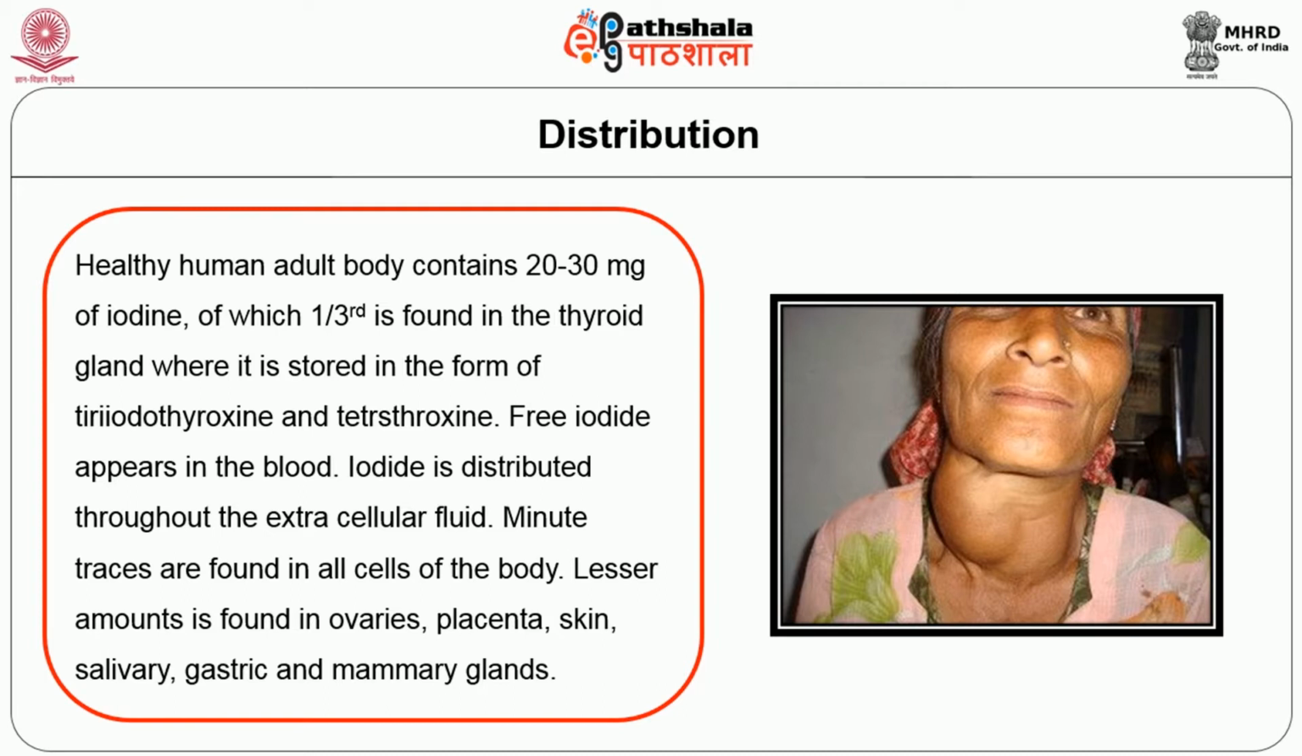Free iodide appears in the blood. Iodide is distributed throughout the extracellular fluid. Minute traces are found in all cells of the body. Lesser amounts are found in ovaries, placenta, skin, salivary, gastric, and mammary glands.